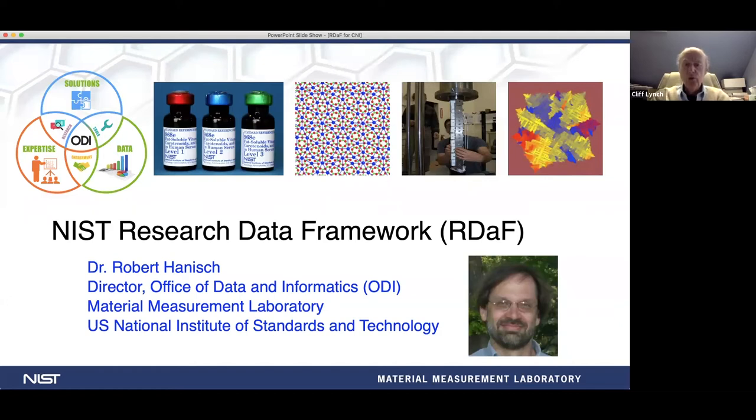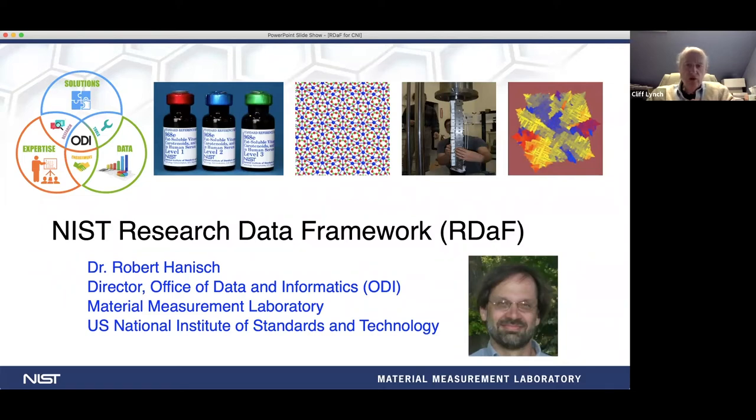I am really, really pleased to have Dr. Robert Hanisch from NIST, the U.S. National Institute of Standards and Technology, here with us. Bob is a long, long time compatriot in the effort to move research data into a first class status as a scholarly output, as something that needs curated. We've served together in a number of forums, and he's been a pioneer in this area for a long time. At NIST, he has been leading an effort called the NIST Research Data Framework, which I think is really important.